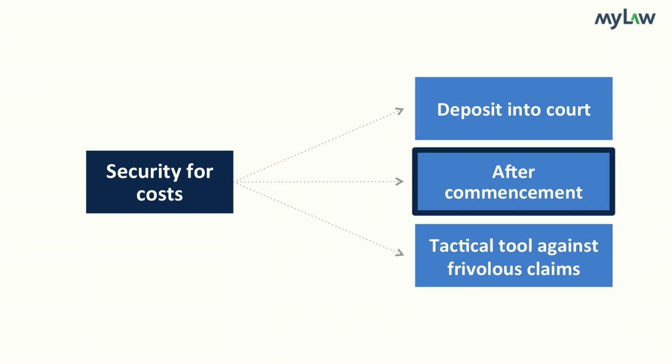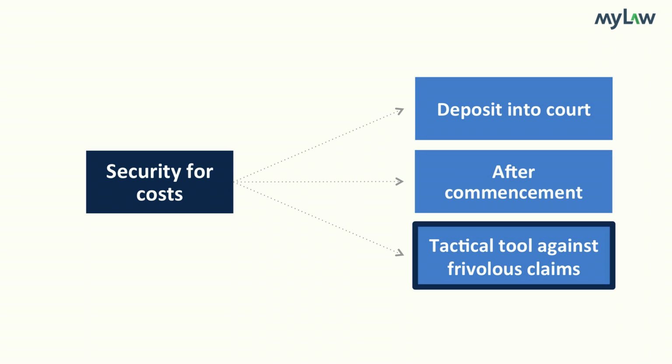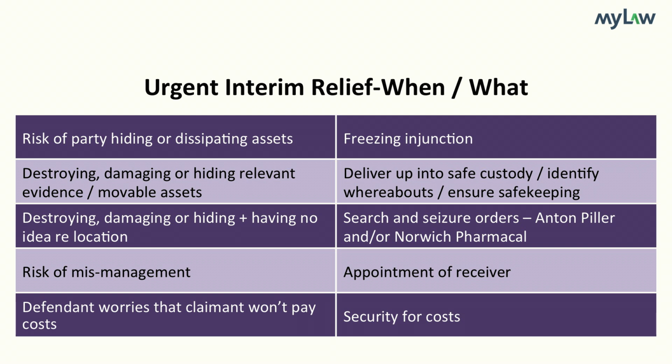Also, unlike the rest of the interim orders we've discussed, security for costs is usually obtained only after proceedings are commenced, not before. This makes sense because you cannot ask a claimant to deposit money to recover costs which may never occur. A security for costs order is also a great tactical tool for defendants to use. These orders can make claimants think much harder about the merits of their case and often encourage parties to settle their disputes. These are just some of the examples of the kinds of interim relief parties usually seek.